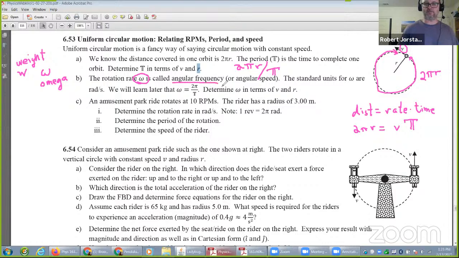We're going to call it angular frequency. Sometimes that's called angular speed. Standard units for omega are radians per second. We're going to learn, well, I guess we just learned, omega is 2 pi over the period. So now it turns out we can relate omega to v and r. Well, if you look at this equation, 2 pi over the period, that's going to be omega. So you just told me v, it's not your omega, it's our omega. So that means omega is v over r.